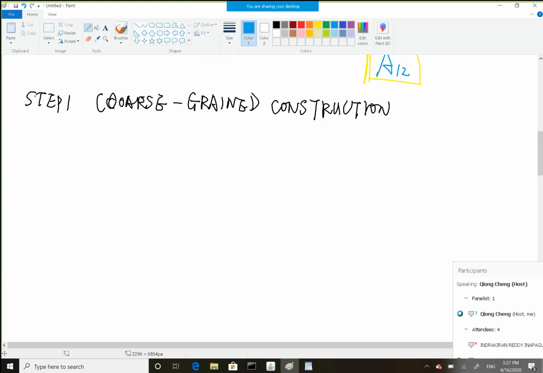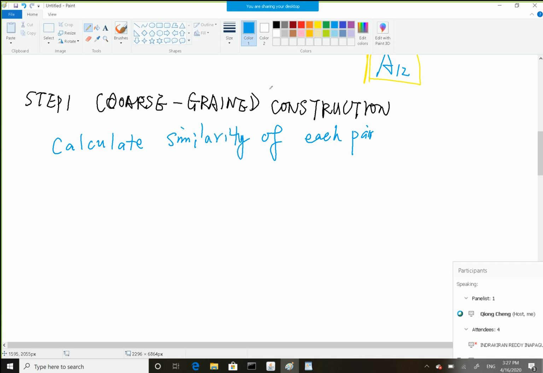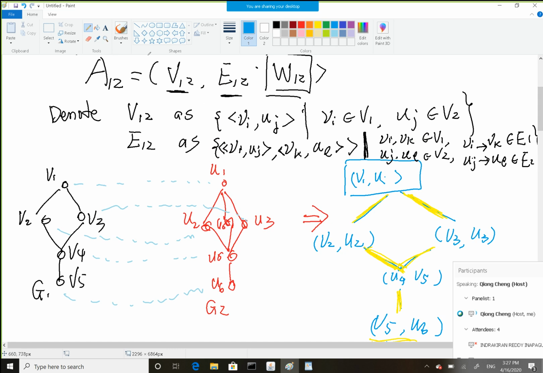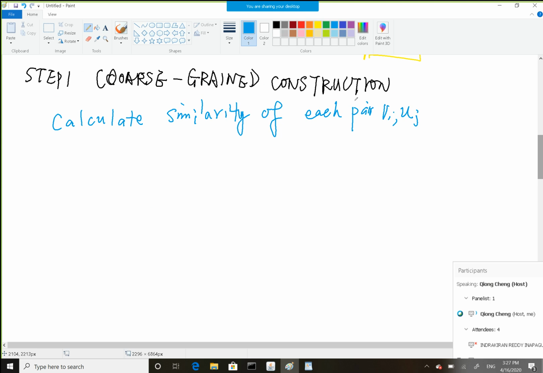I use a different color. So calculate the similarity of each pair. This is VI and UJ, right? This is what we talk about here, right? Take a look at this one, VI, UJ. So they wanted to calculate the similarity of each pair, VI and UJ. They use a formula to represent it. Use P to represent it. And this is VI, UJ.